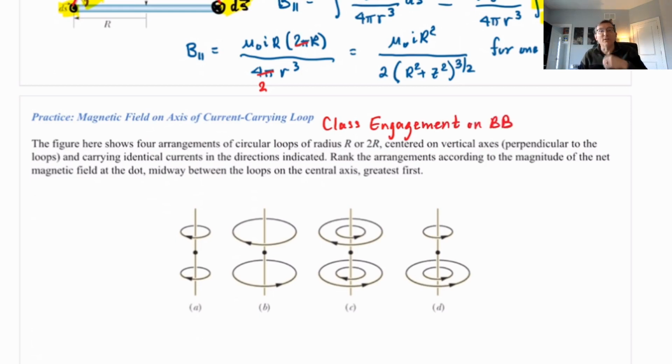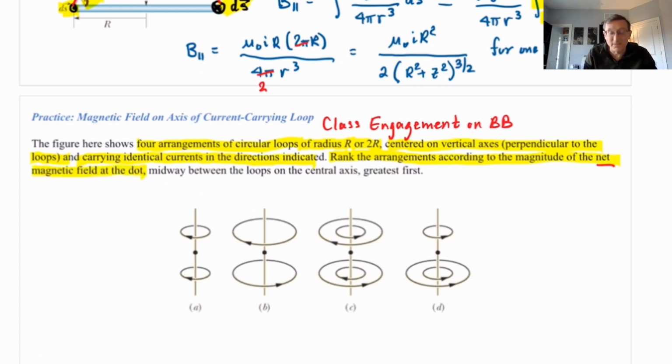Okay, the magnetic field on the axis of a current-carrying loop, what I was just talking about. Let's apply that result to a somewhat more complicated scenario. This figure here shows 4 arrangements of circular loops. And the loops either have a radius of big R or 2 times big R. They're all centered on a vertical axis that's perpendicular to the loops. And they're all carrying identical currents in the directions indicated by those arrows. Our task is to rank these arrangements according to the magnitude of the net magnetic field at that dot.